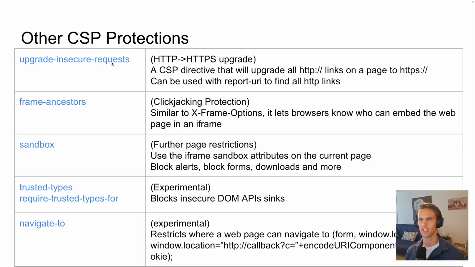The first one is upgrade-insecure-requests. So if you have links that go to HTTP, this will automatically convert them to HTTPS. This can be useful for one, actually doing that conversion, but two, you can use it with report-URI to actually find all those places where you have HTTP content. We know we shouldn't be using HTTP anymore. We should be using HTTPS everywhere. So this can be a very useful directive for doing that.